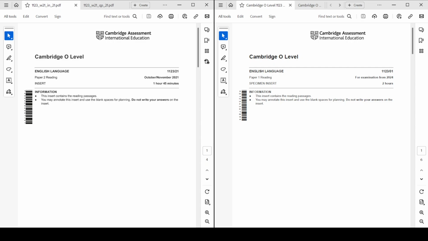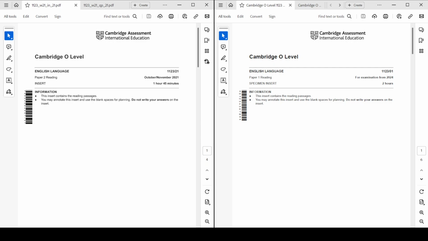In this video, I'll be going over the reading paper for the Cambridge O-Level English 1123 syllabus, and we'll be taking a look at the specimen paper for the 2024 syllabus and also comparing that to one of the papers from the previous syllabus that was applicable up till October-November 2023. So as you can see, I have the specimen paper open to the right and the October-November 2021 paper open to the left. That's variant 21.